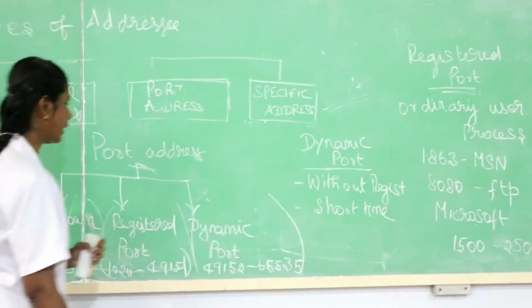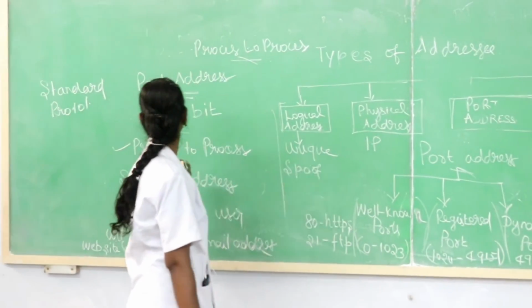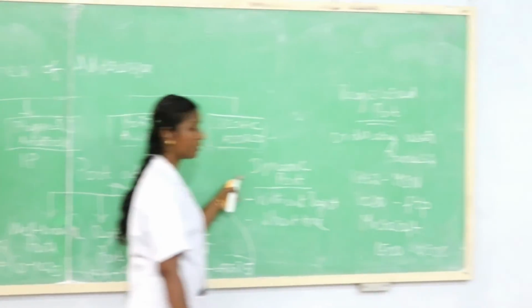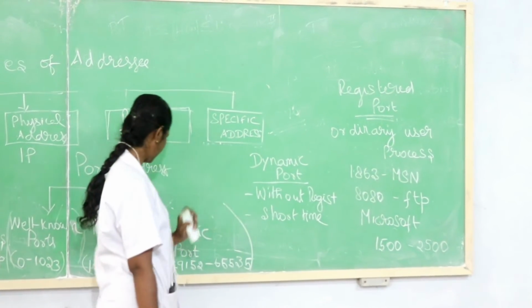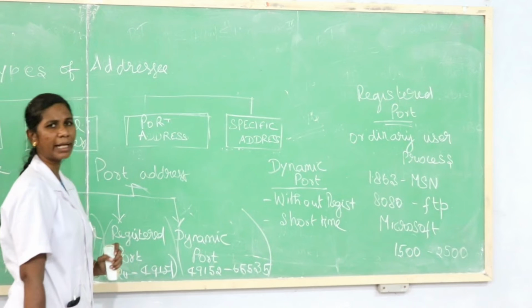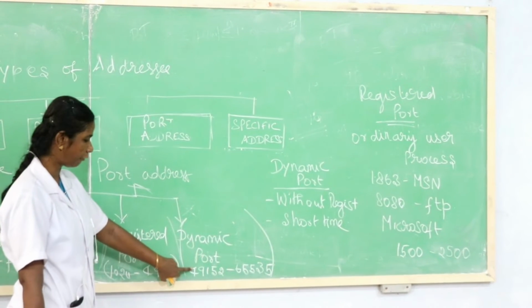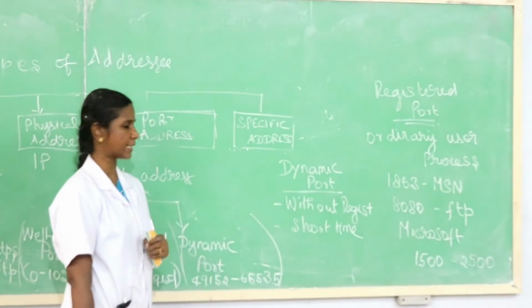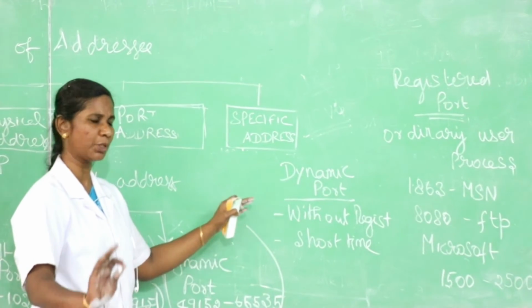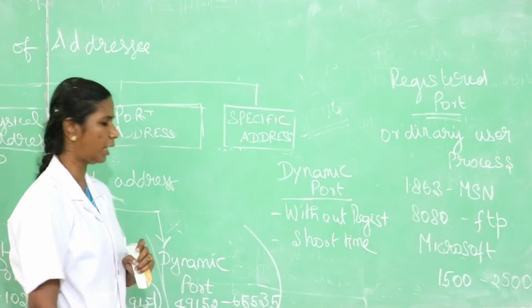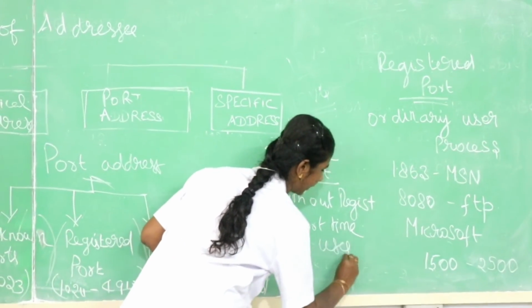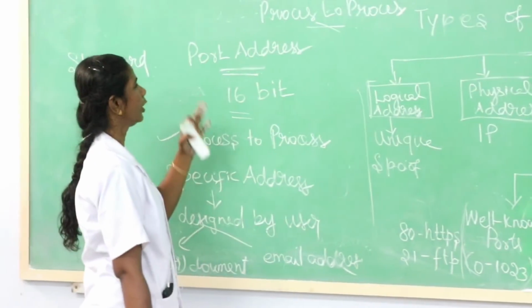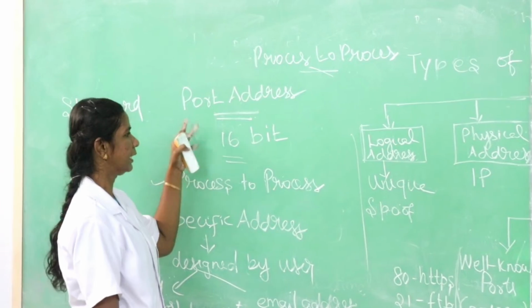And the last one, the dynamic port. The dynamic port ranges from 49152 to 65,535. Here you can use these numbers without registration. You need not register. And one more thing, they are all meant for short-time users only. So for process to process applications, you use the port address, that is a 16-bit number.